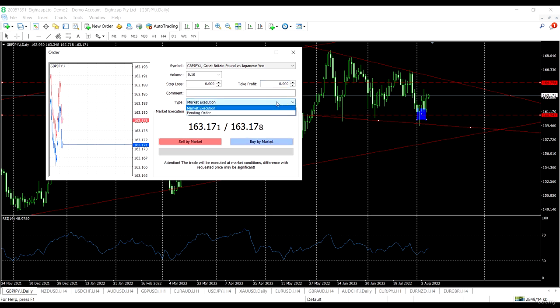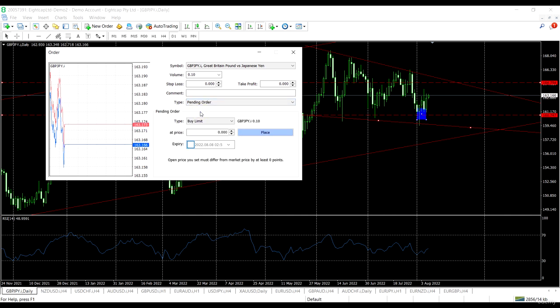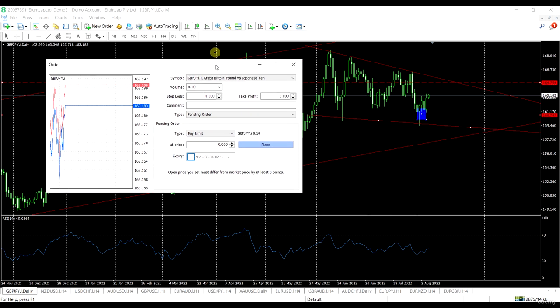Okay, so when you come here, there will be a drop down menu where you can choose pending orders. Now when you click on type, you see that we have the buy limit, sell limit, buy stop, and sell stop. Okay, so like I said, the buy limit has to be below the current price, and then the sell limit has to be above the current price. So as you can see, this is the current price, so if we're placing a buy limit, it has to be somewhere here.